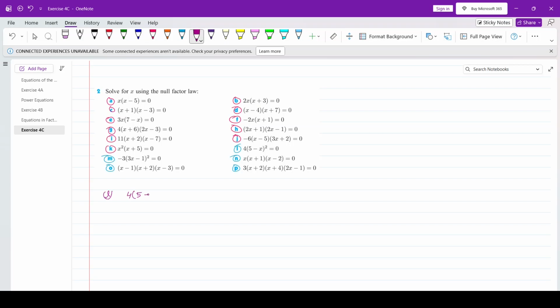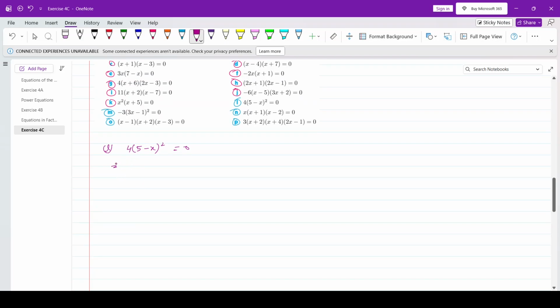4 times (5 minus x) whole square. This equation can be broken down into the factored equation, 4 times (5 minus x) times (5 minus x). As 4 is a constant, we don't need to consider it, and we'll be left with two situations. One is 5 minus x is equal to 0, another is 5 minus x is equal to 0. They both are basically the same. From here we get x is equal to 5, and from here as well we get x is equal to 5. So x is equal to 5.